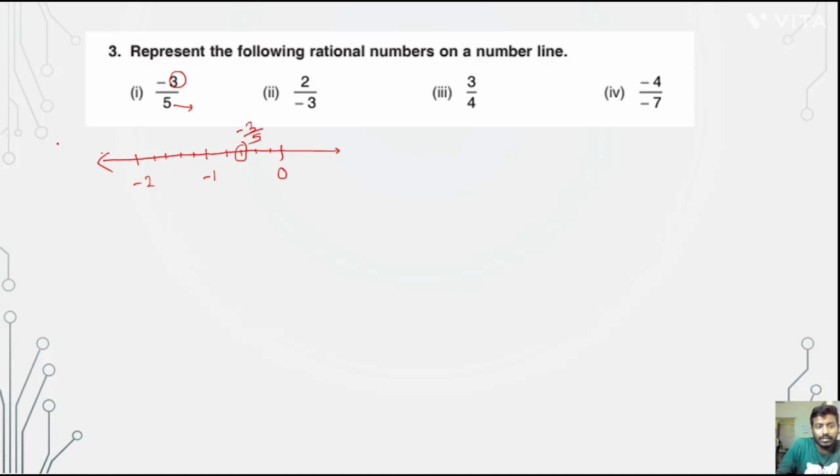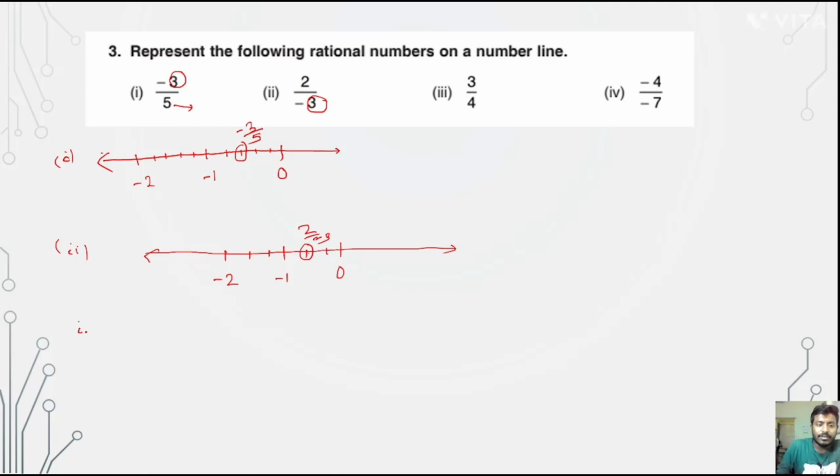Okay, similarly 2 by minus 3. First draw a number line, then 2 by minus 3. This is 0. Here the denominator is 3. Now divide 1, 2, 3. 3 means minus 1. Then 1, 2, 3, this is minus 2. Count 2: 1, 2, so the answer is 2 by minus 3. Here is 2 by minus 3.